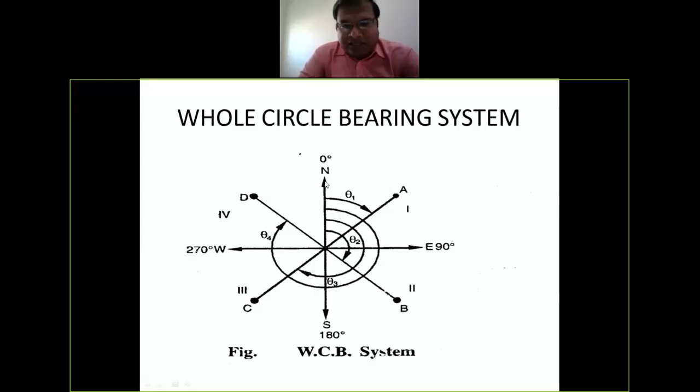Okay, then you can see here your OB line, which is in the second quadrant, makes the angle theta 2, but again with respect to north direction. Then you can see OC line, it again makes the angle theta 3, but again with respect to north direction. And this is your survey line OD, this again makes the angle theta 4 with respect to north direction. Means all the angles we are taking with respect to north direction in the whole circle bearing system. That is very important, you have to remember.